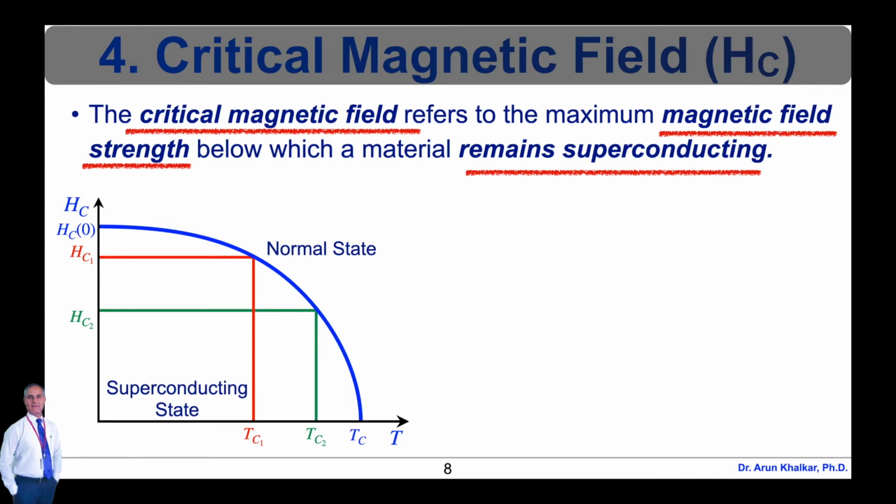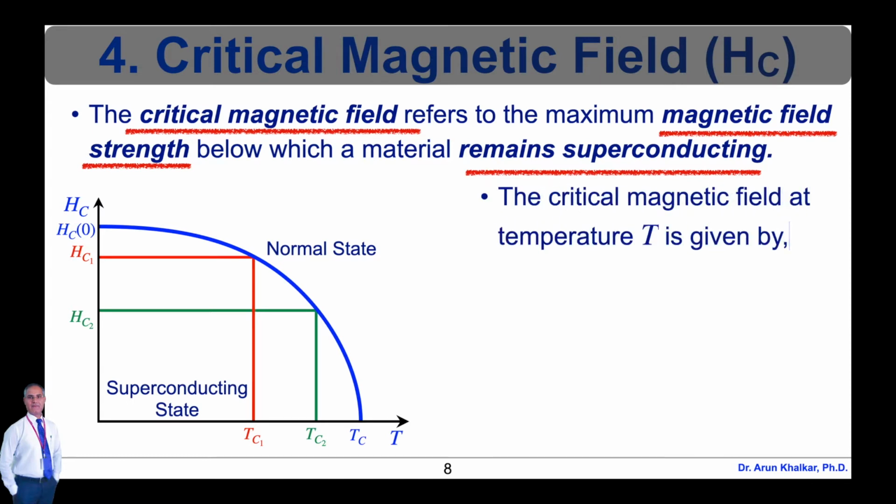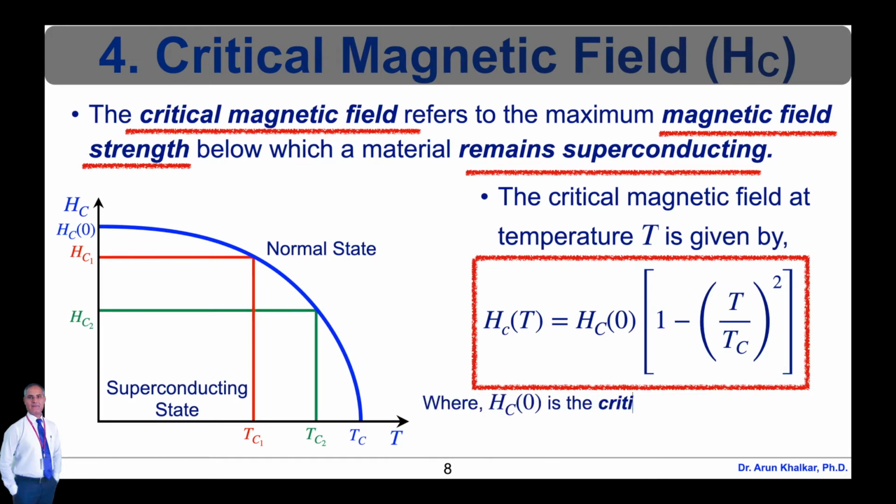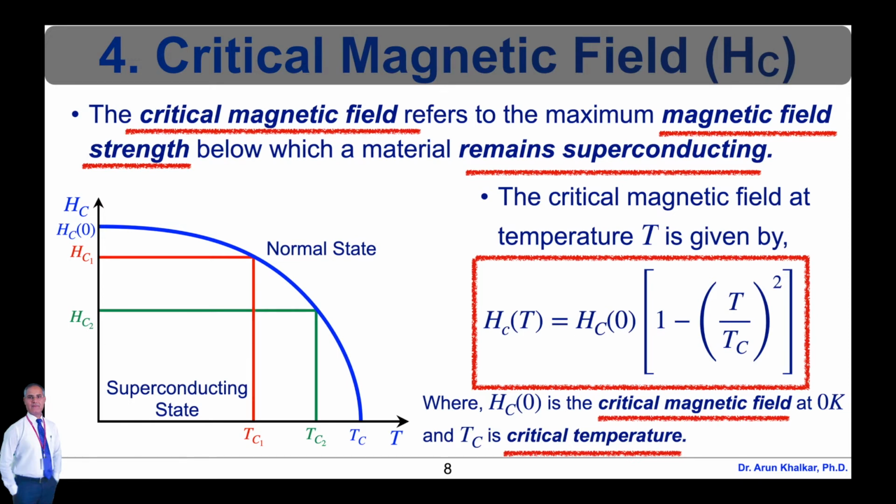As temperature decreases, the critical field increases, generally to a maximum at absolute zero. The critical magnetic field at temperature capital T is given by HC(T) is equal to HC0 times bracket 1 minus (T upon TC) whole squared, where HC0 is the critical magnetic field at 0 Kelvin and TC is the critical temperature.